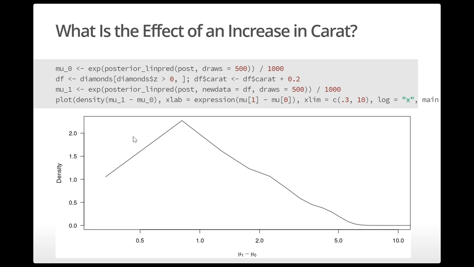But anyway, we can get the mu for the data as they are, and then what would the mu be if all the carats were increased a little bit, and then we get the difference and we can plot out or histogram out, whatever, a distribution that looks like this.